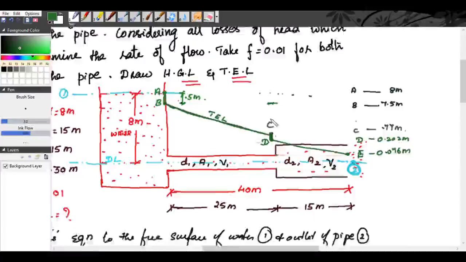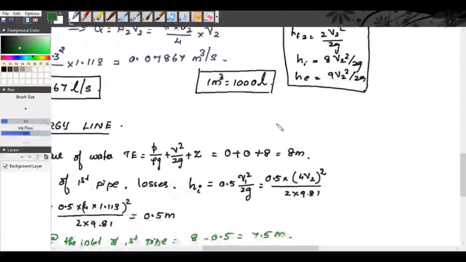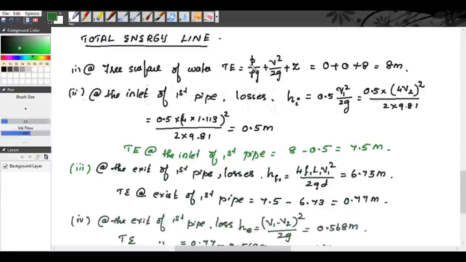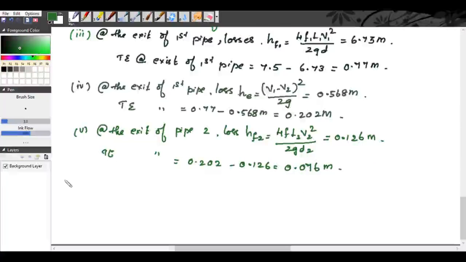Now we will find the hydraulic gradient line. So we know the total energy line is P by rho g plus V square by 2g plus Z, whereas the hydraulic gradient line is equal to pressure head plus datum head plus losses. That means we have to subtract the velocity head from the total energy head in order to get the hydraulic gradient head.